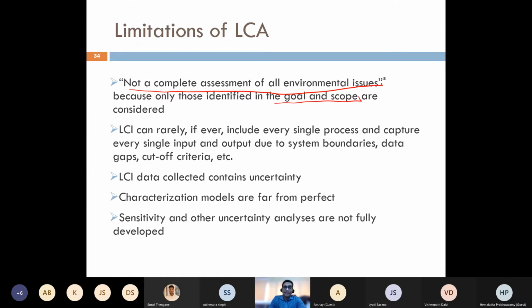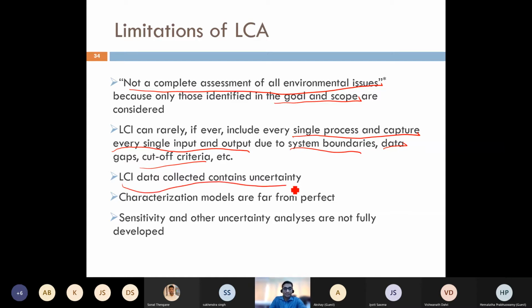And an LCA cannot include every single process and capture every single input or output. That's just not humanly possible. And that's why you have the concept of system boundaries, data gaps, and cutoff criteria. So you need to define the system boundary very clearly so that the persons who are trying to understand your calculations know what assumptions you have taken.